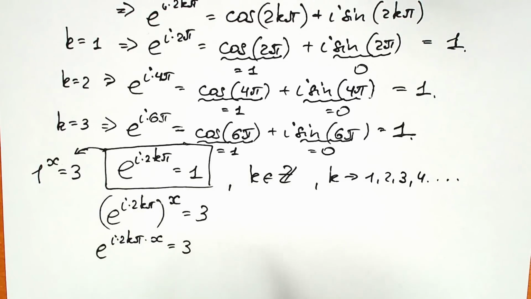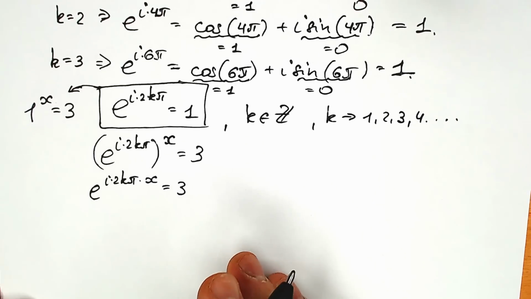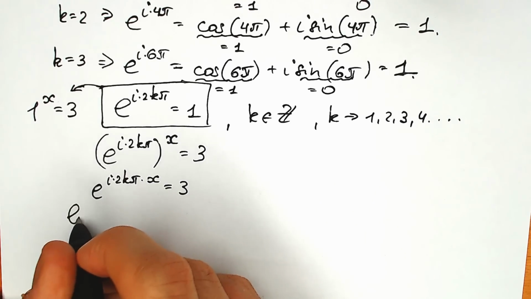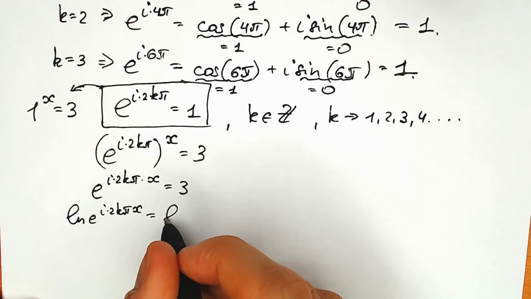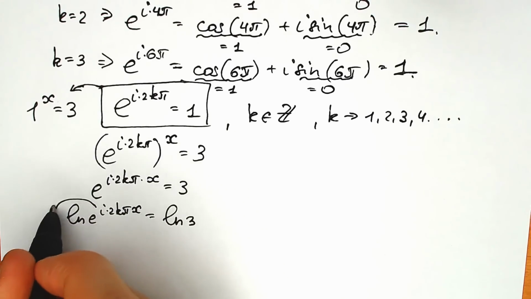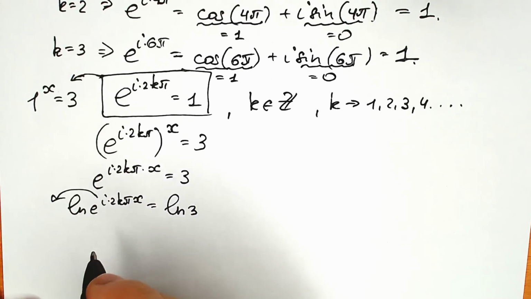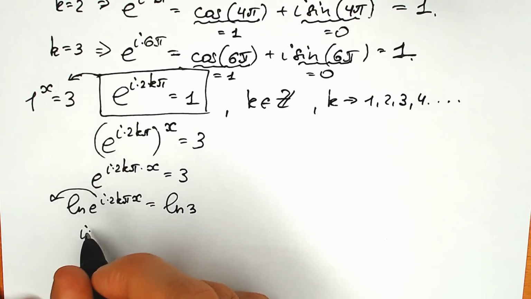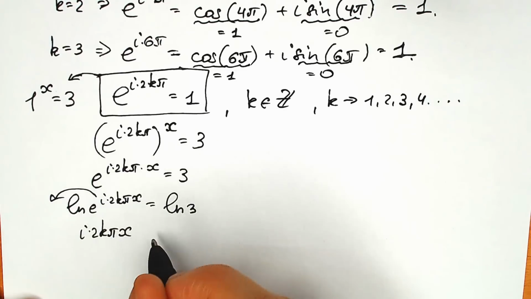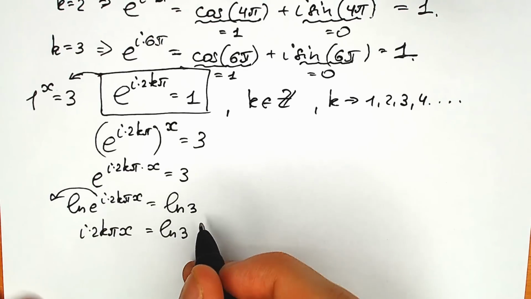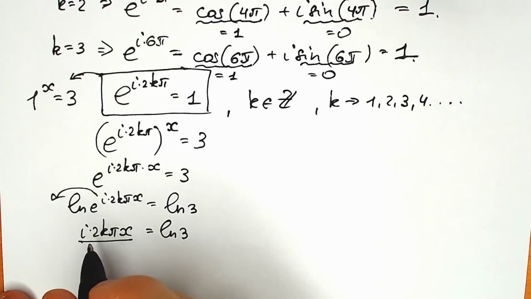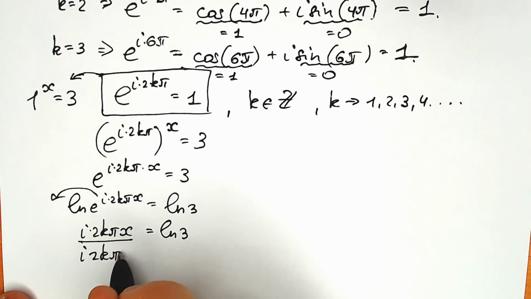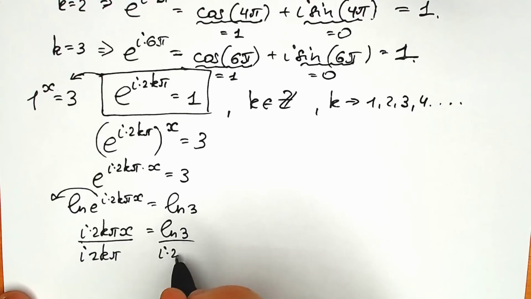What are we going to do next? Let's apply natural log on both sides, like the basic tricky steps right here. So natural log of e to the power i 2k pi x equals natural log 3, and of course this power will come down right here. As a result, we have i 2k pi x equal to natural log 3. And right now the final tricky move: let's divide this expression by i 2k pi, this one by i 2k pi, and this one by i 2k pi.